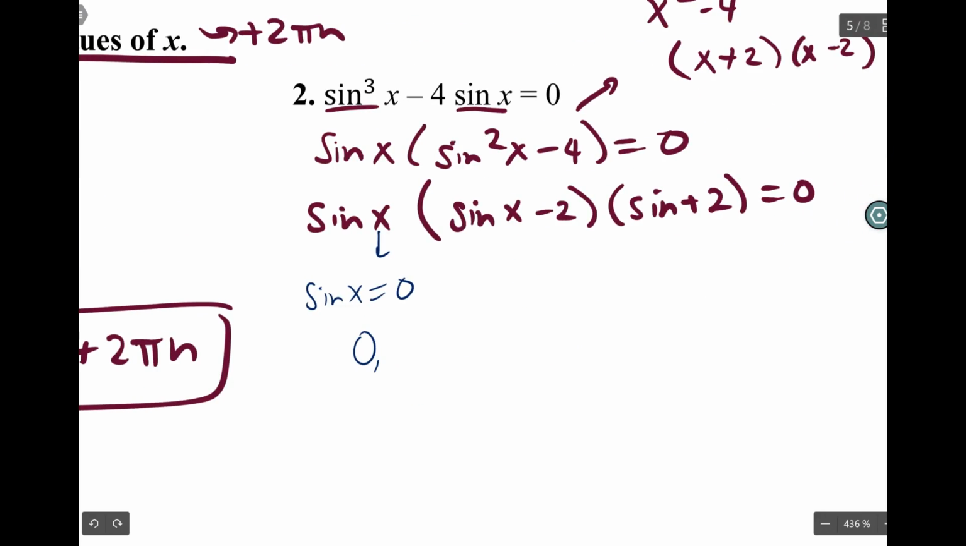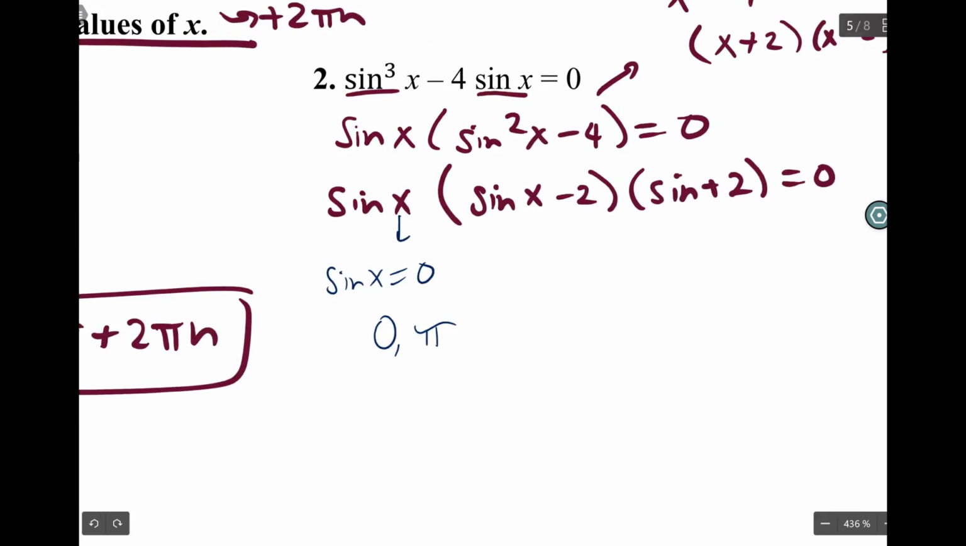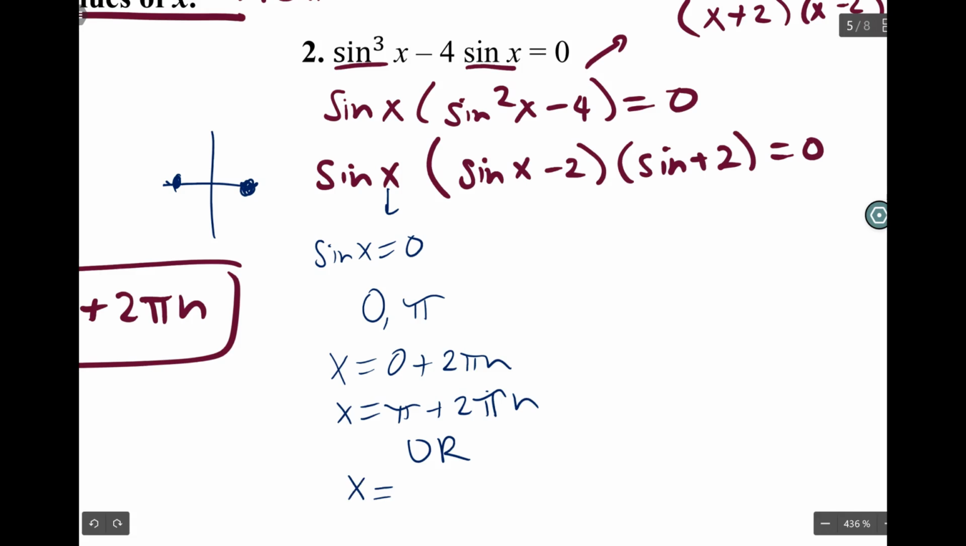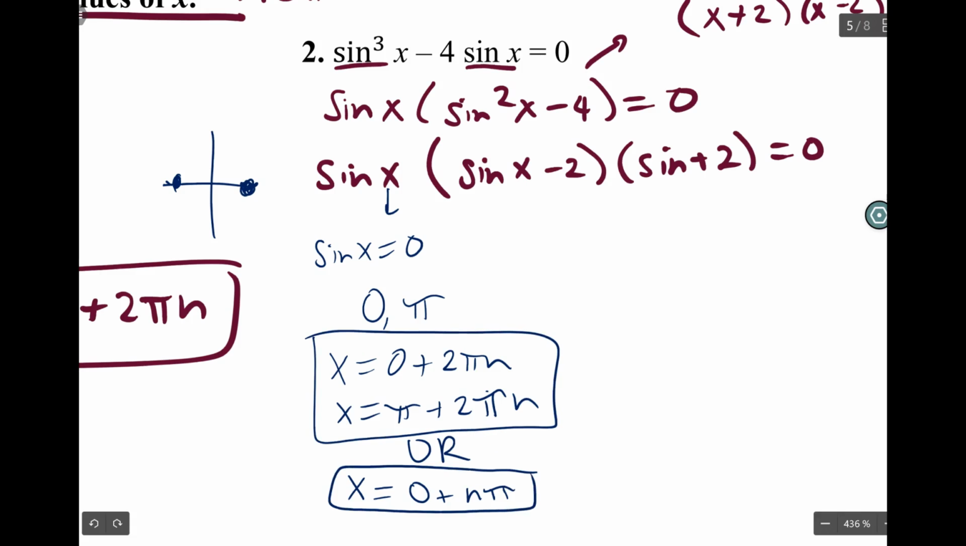So I have 0 and pi. Those are where it is, but I need to say for all values of x. So I can say x is equal to 0 plus 2 pi n, and x is equal to pi plus 2 pi n. Or, since it's going to be alternating 0, pi, 2 pi, 3 pi, 4 pi, and so on, I can say x is equal to 0 plus n pi, because then it'll hit both 0 and pi.